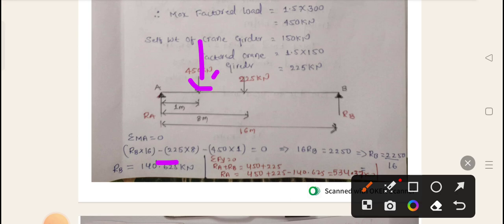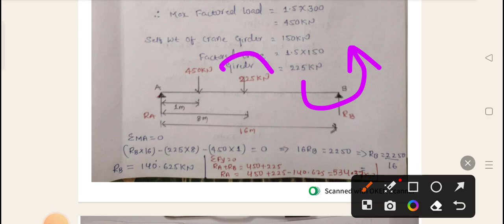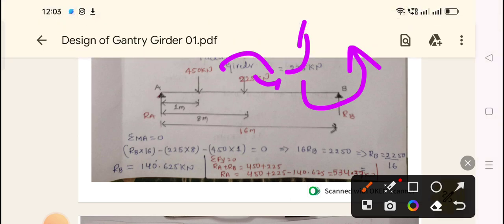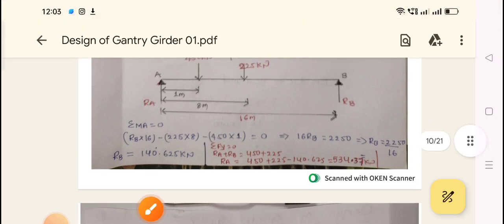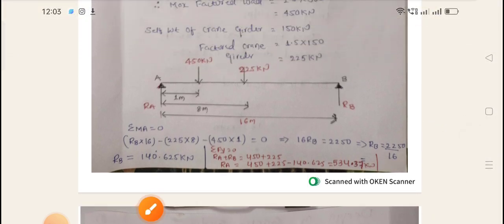450 into 1. How is it rotating? It is rotating clockwise. That's why I am taking negative. So please don't get confused. You take one as plus and one as negative. I am taking anti-clockwise positive and clockwise negative. You can take clockwise positive and anti-clockwise negative. It doesn't matter, we'll get the same answer. Okay, we'll move to the next one.